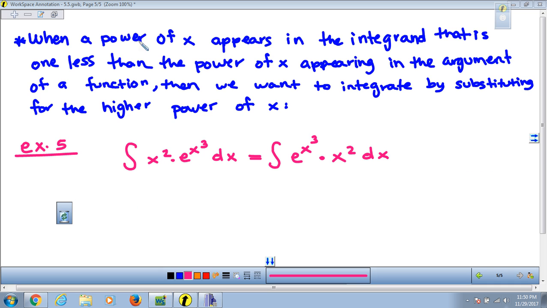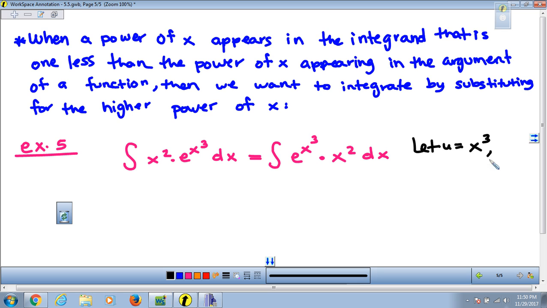And so according to this definition I just wrote, we're going to let u be the x to the third. It says when a power of x appears in the integrand that is one less than the power of x appearing in the argument, then we want to integrate by substituting for the higher power of x. So we're going to take the expression that has the higher power of x, which is x to the third power, right? That's greater than x to the second power. So then we're going to let u be that x to the third power.